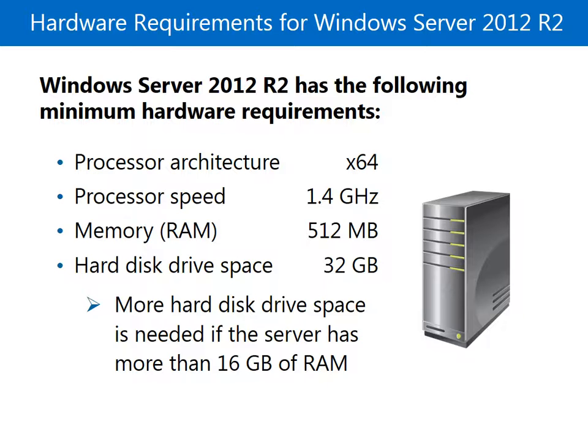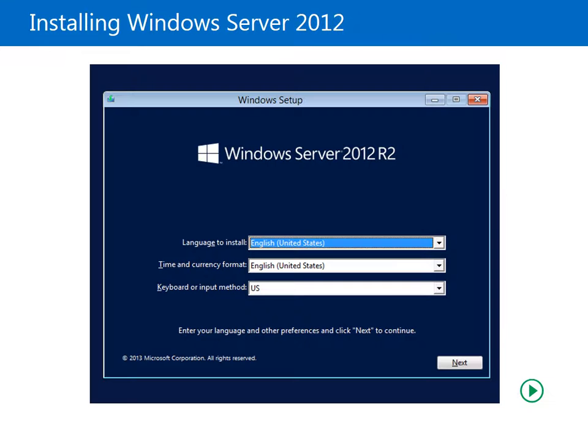More hard disk space is needed if the server has more than 16 gigs of RAM. So these are minimum. And what if you don't meet minimum requirements and you go ahead and install it? Correct. It'll actually error out and prompt you to upgrade different hardware. It's a hardware compatibility test that it runs. So my suggestion, if you have an old computer and it meets the requirements, install server on it at home. Gives you a test environment.